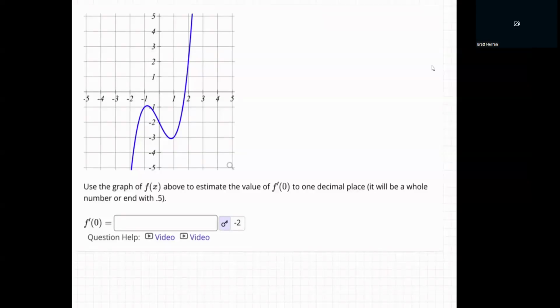This question has a curve, a graph on it, and it's saying use the graph of the function above to estimate the value of f prime of 0 to one decimal place. It says it'll be a whole number or end with 0.5. So here's 0, here's the point at 0. And they want us to estimate f prime of 0. So what does that mean?